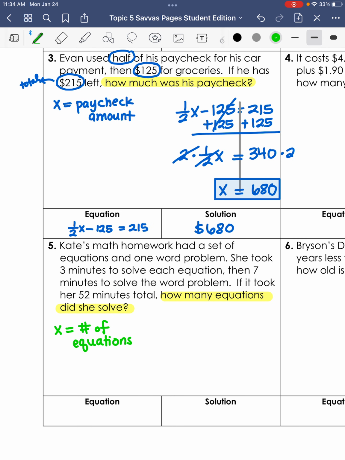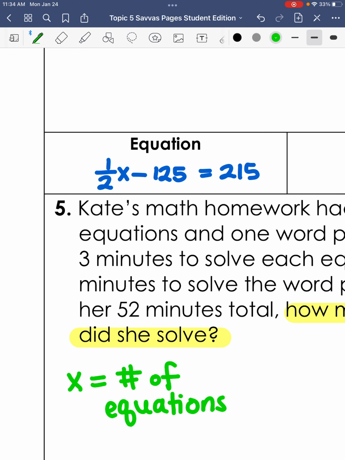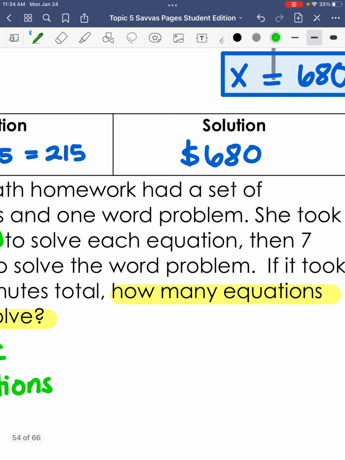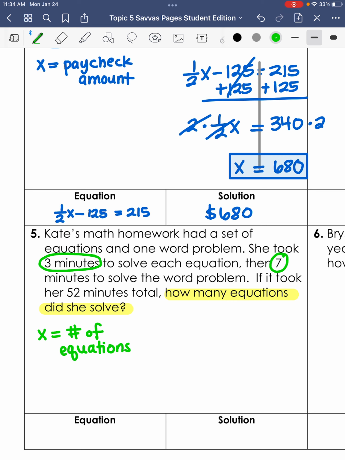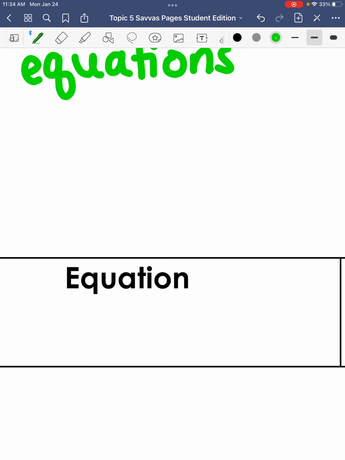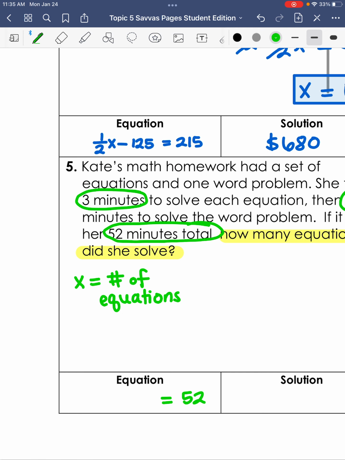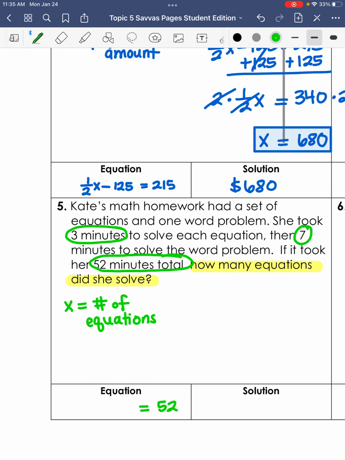Okay, so some important information here. 3 minutes to solve each equation, then 7 minutes to solve the word problem, and 52 minutes total. Okay, well, it tells us the total. The total is 52, and I know that that goes after my equal sign, so I'm going to say equals 52.